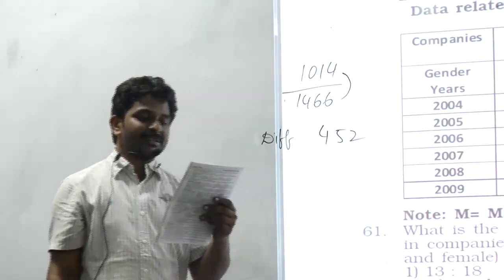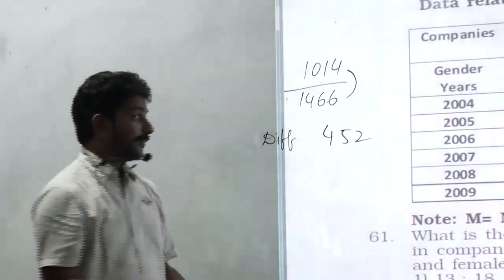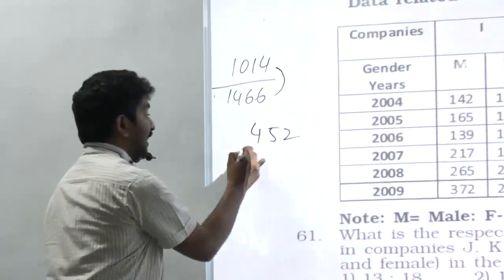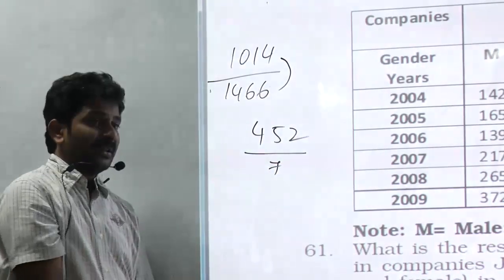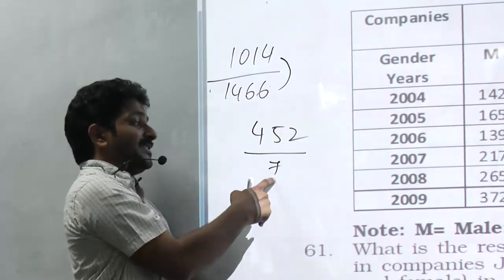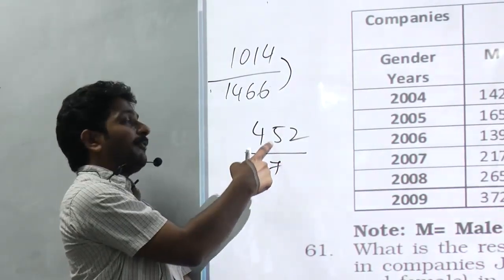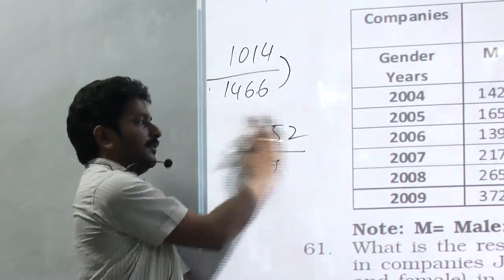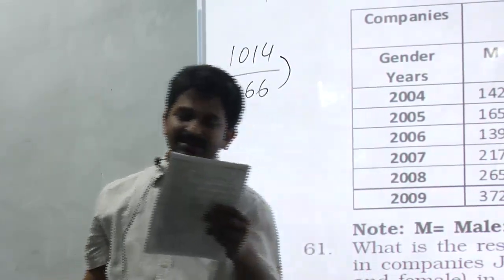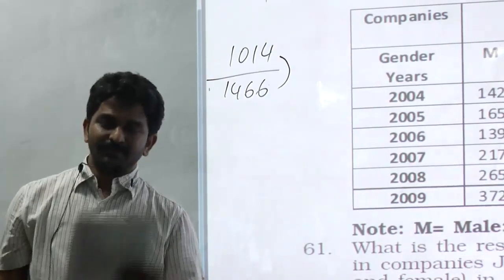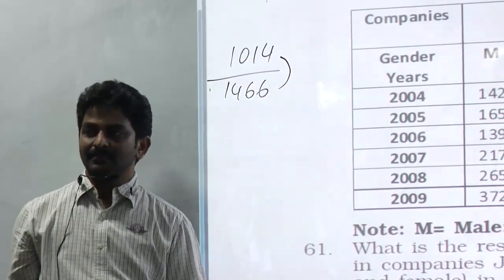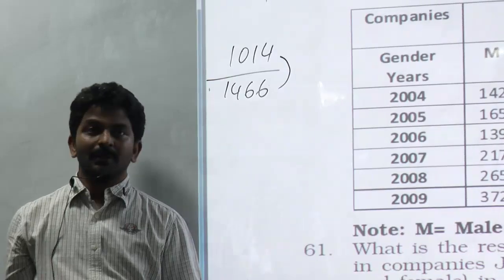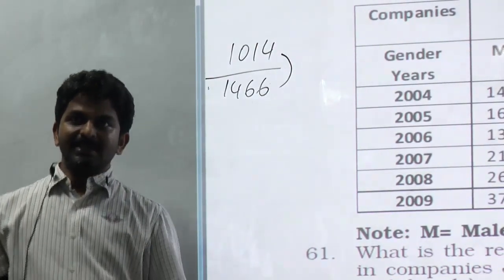In second option, what is the difference between numerator and denominator? 7 parts. Can you divide this into 7 parts? 7 6 times 42. Apart from 42, how much do you have? 32. Is 32 a 7 multiple? Second option is also not the right answer. Fifth option, 13 is to 16.